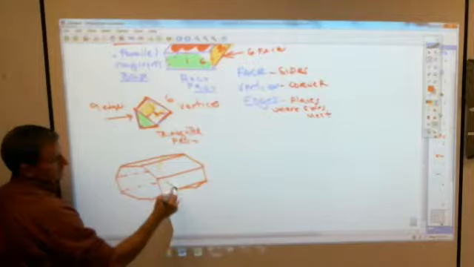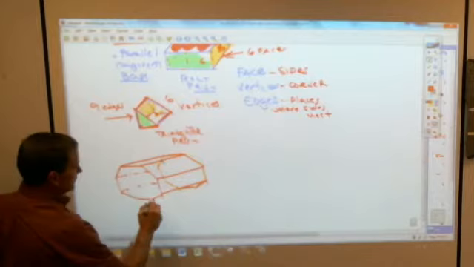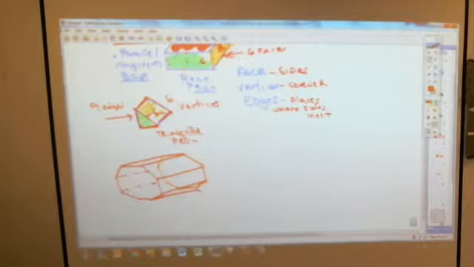I don't know. That looked like an octagonal prism. You probably need to do this a little better. How's that? 61. That's it. We've got to move on. Can we move on? Because that's awesome.